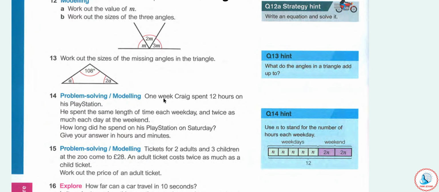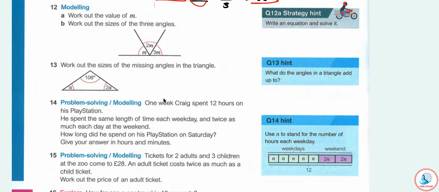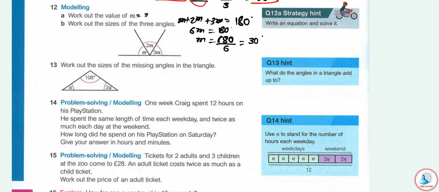Now question number 12. Work out the value of M. We have to find the value of M. Then work out the size of the three angles. So first we have to find the value of M. We already know M plus 2M plus 3M is equal to 180 degrees. So it will be 6M is equal to 180 degrees. So M is equal to 180 divided by 6, which is 30. The value of M is 30 degrees.